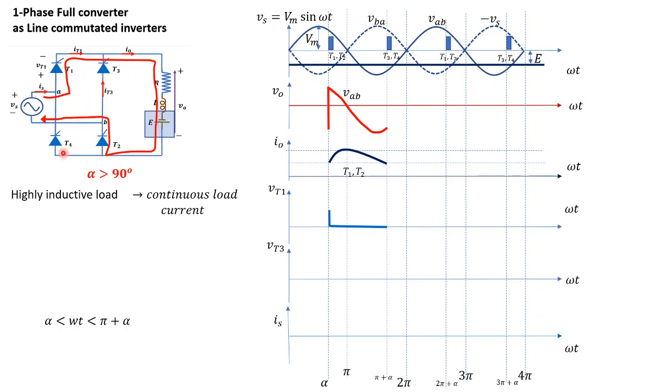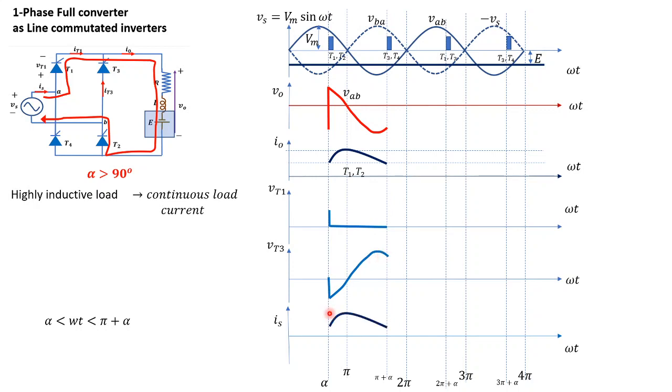Similarly, you can find out the voltage across T4 also. You can see that it is also equal to VBA. As long as T2 is conducting, the voltage across T4 is the same as VBA. So the voltage across T3, which is equal to the voltage across T4, is VBA. So this is VBA from alpha to pi plus alpha, right? So that way it will follow VBA.